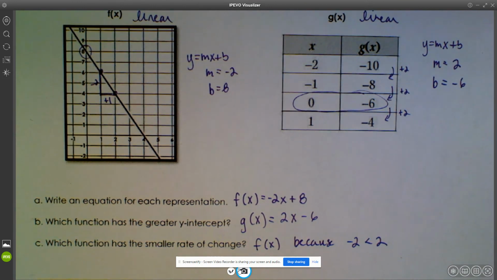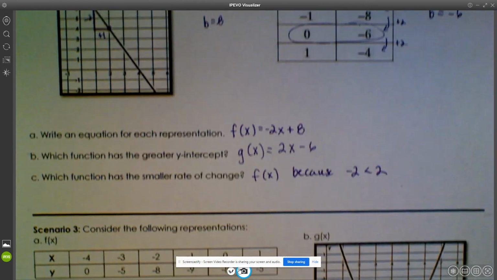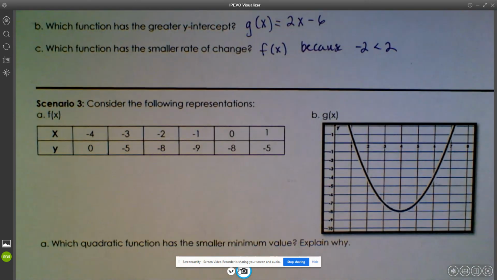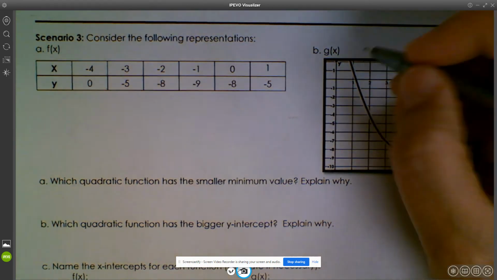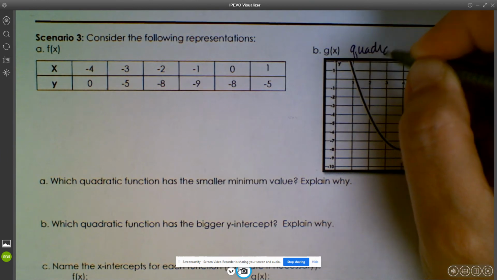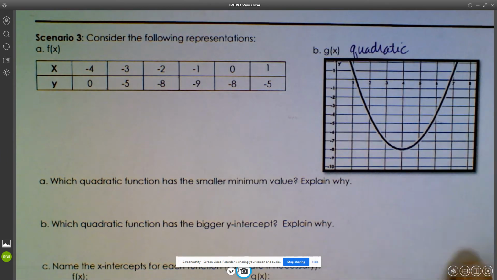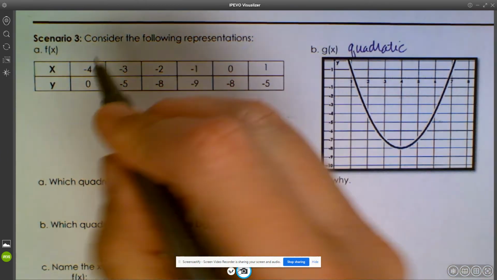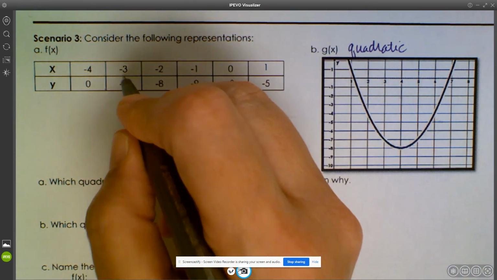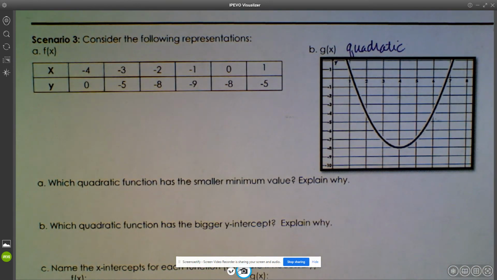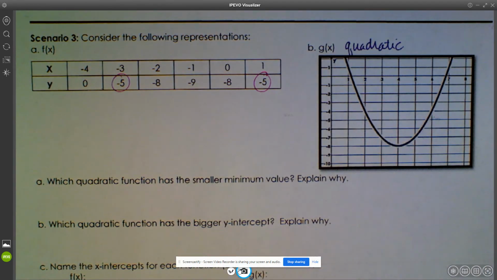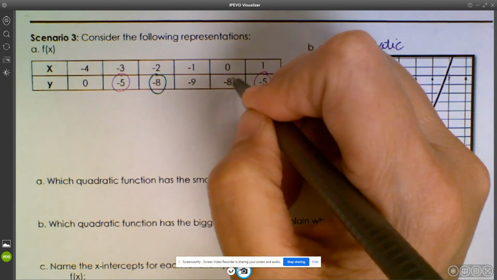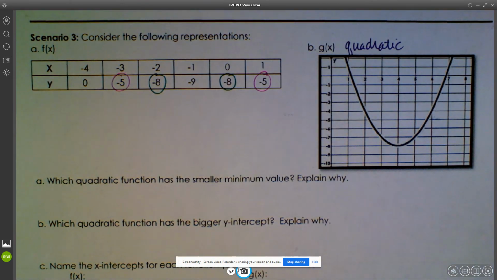All right, let's look at the next one. Now we're dealing with a table versus a graph, just like up there, but we've got a different function. I noticed that this one is quadratic because it's a parabola. I notice here that we have repeated values here and here. And then we have the same thing here and here. So it looks like we've got a quadratic here as well.